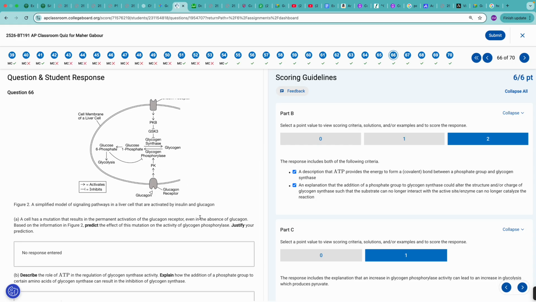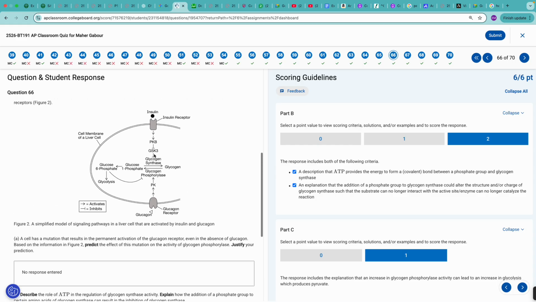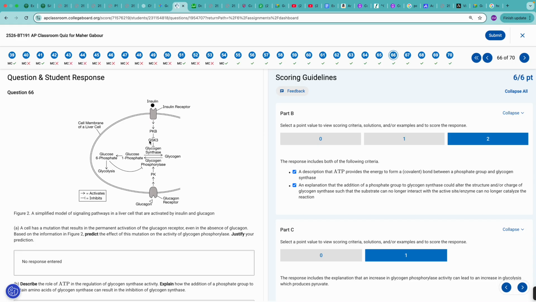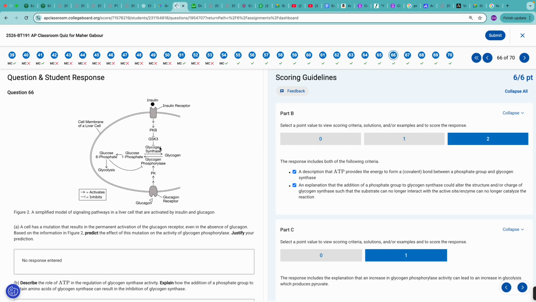Okay, I got it. So PKB and GSK. Look, listen. This is what we're talking about: glycogen synthase. Glycogen synthase is regulated by what? GSK. GSK is regulated by what? PKB. PKB is regulated by the activation of this. When this is activated, it activates this PKB.